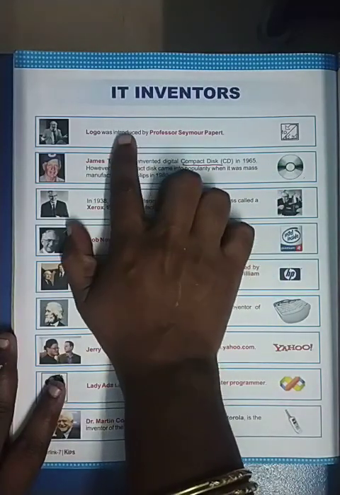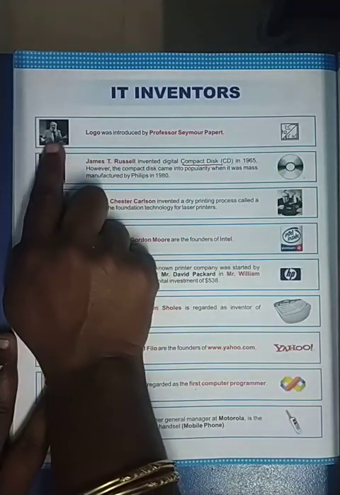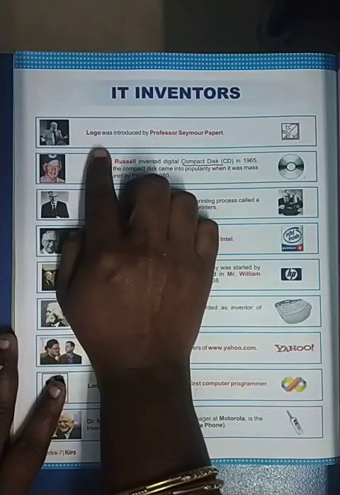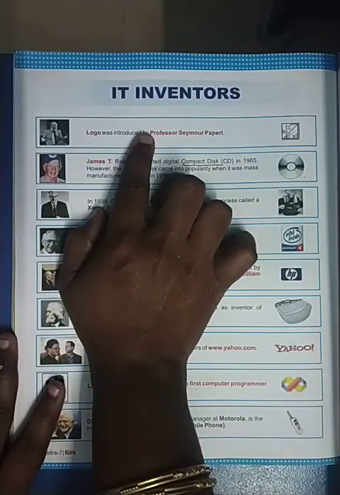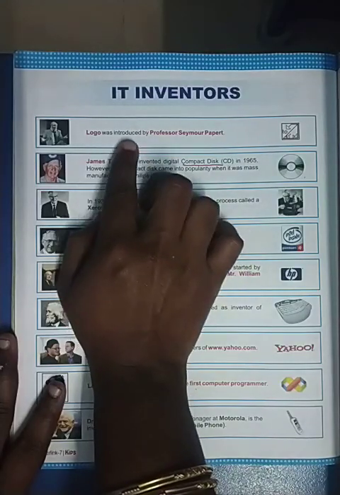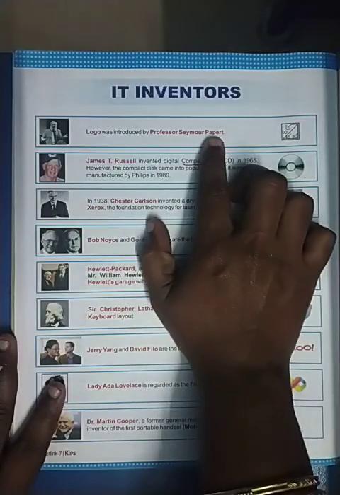Okay. So the first IT inventor here is for logo. The logo means what? Any symbol to represent a company or a brand. So that was introduced by Professor Seymour Papert.